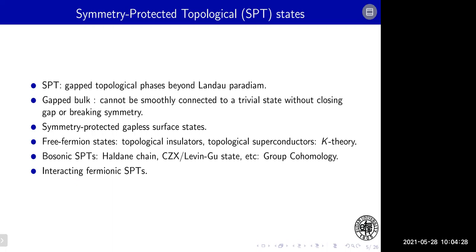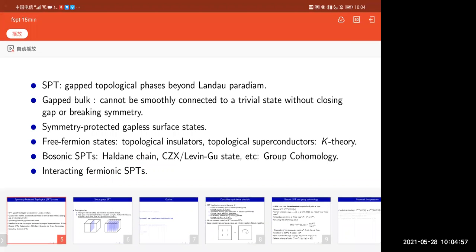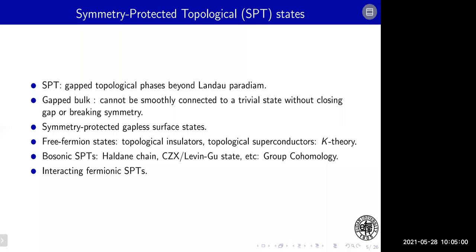And there are 3 types of SPT phases mostly. The simplest type is free fermion SPT phases, whose famous examples include topological insulators and topological superconductors, and these are well understood using K theory in mathematics. The second type is bosonic SPT phases, and the famous examples include 1-dimensional Haldane chains, and in 2 dimensions we have the CZX or the Levin-Gu states. The classification of those states is also quite well understood. They are mostly classified by group cohomology theory.